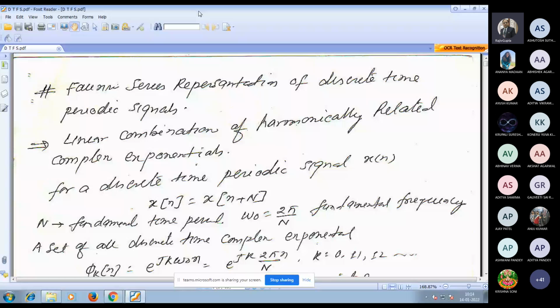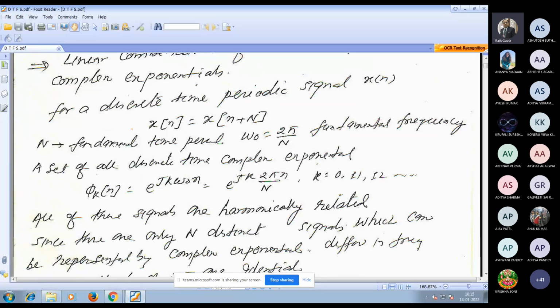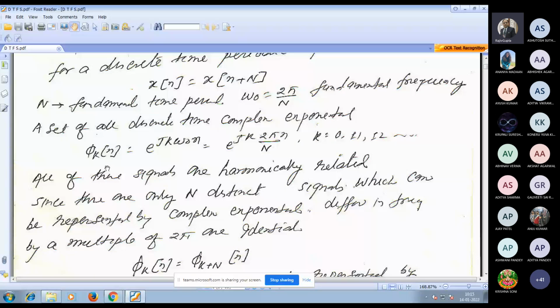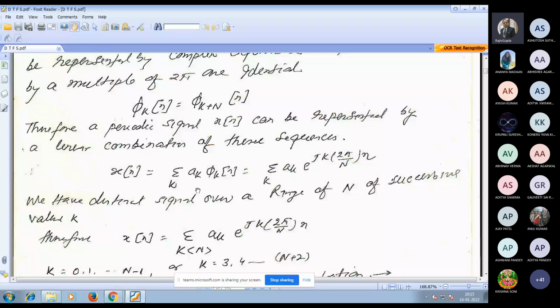According to the definition of a discrete time periodic signal, x[n] equals x[n plus N], where capital N is known as the fundamental time period and omega naught is 2 pi by N, which is the fundamental frequency. So the set of all discrete time complex exponentials is e to the power j k omega naught n, for different values of k. The mathematical formula for finding the periodic signal in terms of a finite number of complex exponentials is finally given by this.